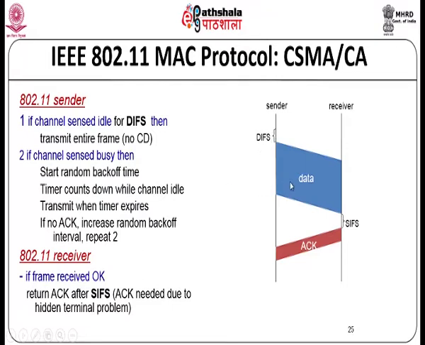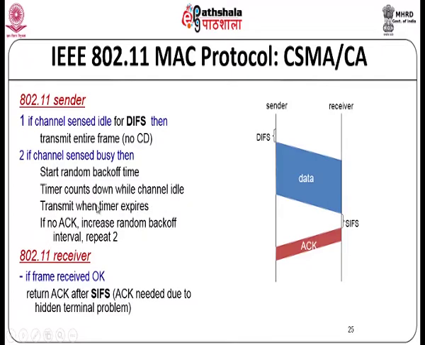Okay. So now he transmits the data and on receiving the data the receiver will wait for a short IFS amount of time before he sends back the acknowledgement. Okay. So now if the channel is sensed busy, what is it that the sender would do? The sender would start off a random back off time and it will start off a timer which will keep counting down while the channel is idle, and it will transmit when the timer expires.